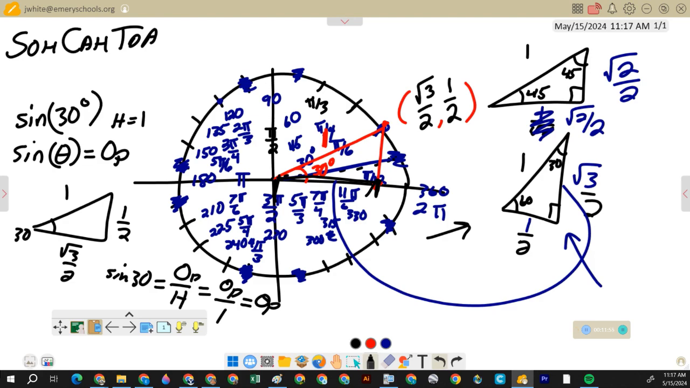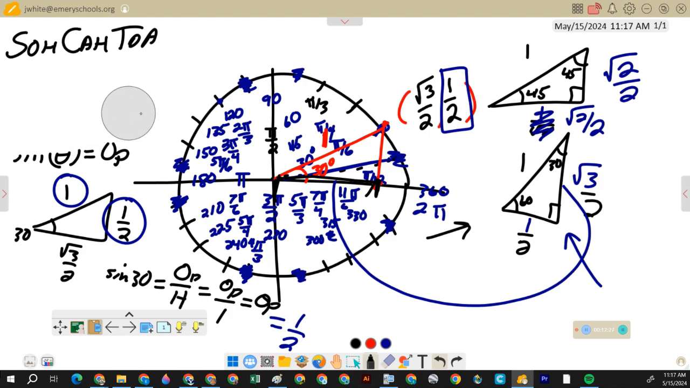Right? So what is the sine of 30? Well, it's 1/2 over 1. But do I really need to divide by 1? No, it's just 1/2. And 1/2 happens to be the y value. So if we can figure out what all those points are, then we have a whole bunch of answers to sine, cosine, and tangents of specific angles. Okay? So that's where we're headed.